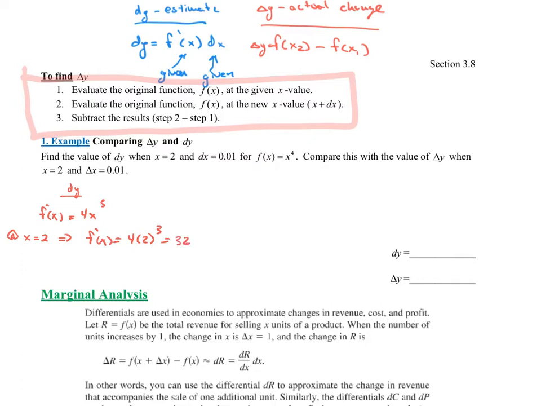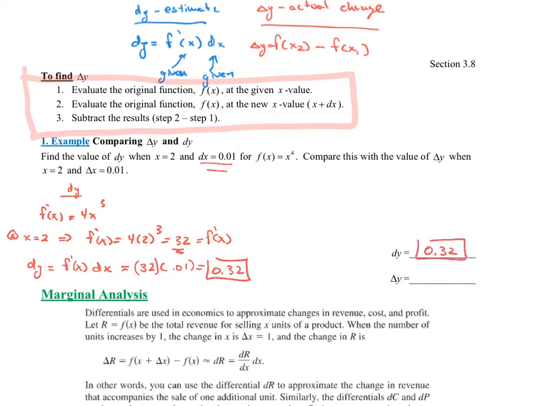Now what we want to do is find dy, and the way we do that is we do f prime of x, which we just found to be 32, times delta x, or dx, which is our change in x. So again, our f prime of x value here when we plugged it in was 32, and our change in x value, which is our dx, is 0.01. So that's giving us a dy of 0.32. That is our estimated change in y.